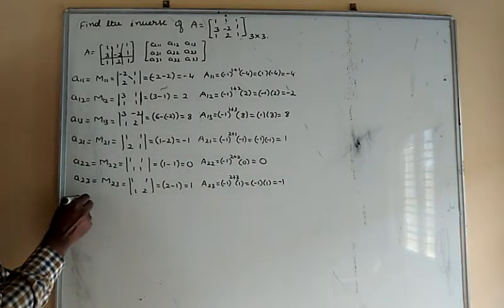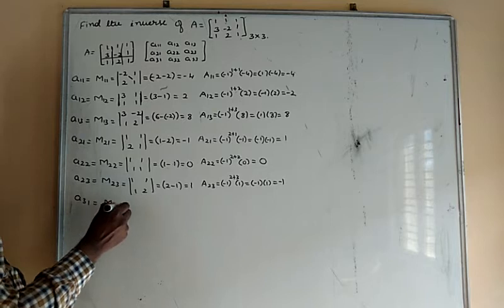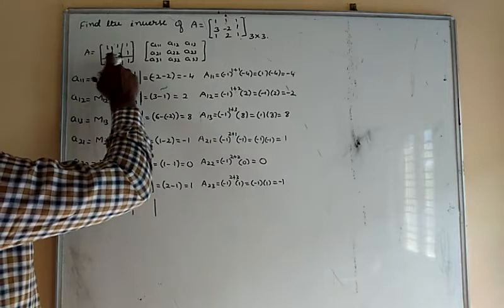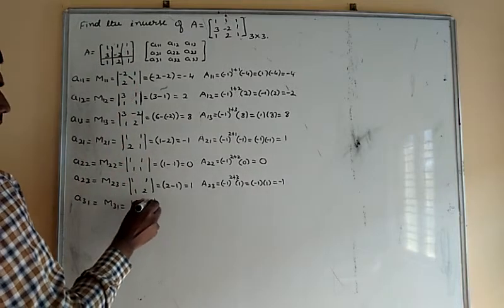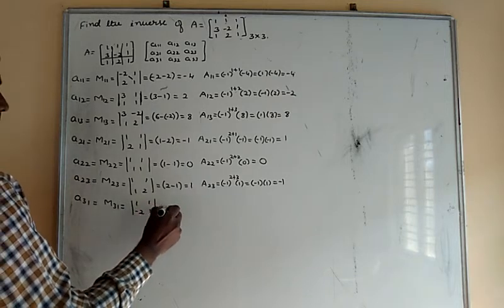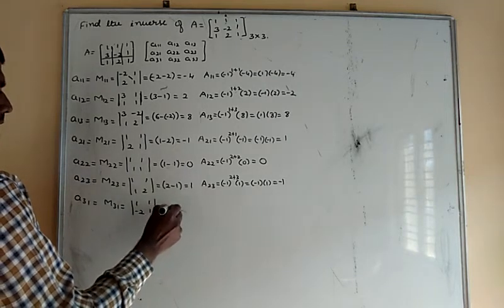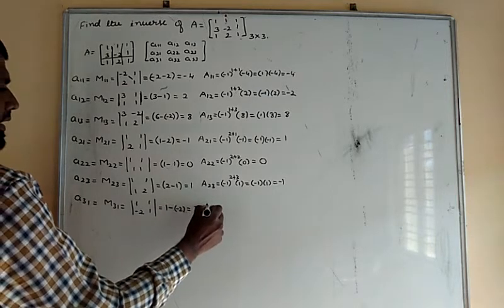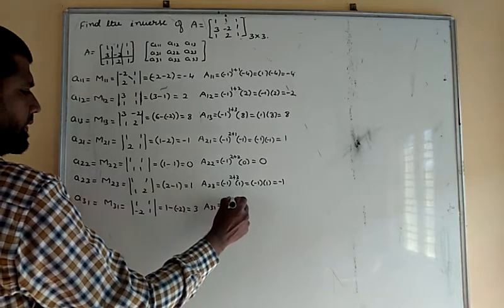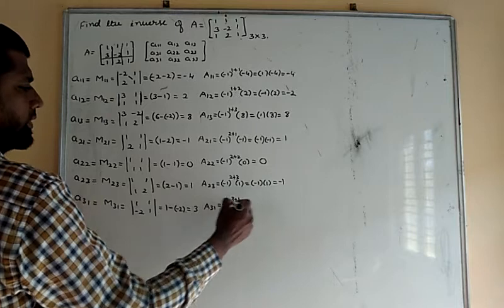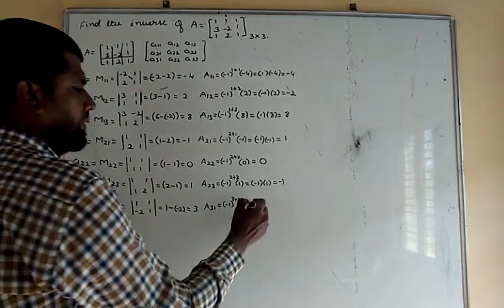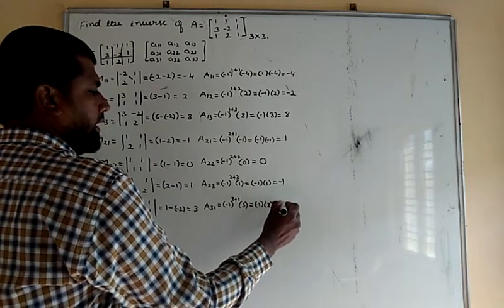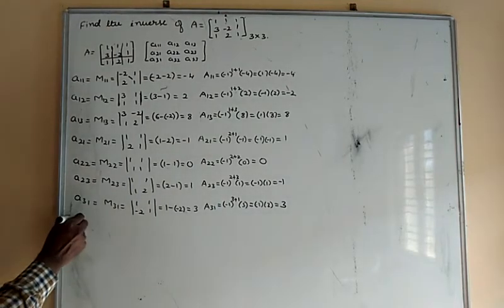Then next, A31. A31 means M31. M31 lies in the first column and the third row. Third row means 1 1 -2 1. So 1 minus of -2, that is equal to minus into minus plus, 1 plus 2 is 3. Then A31 is equal to (-1)^(3+1) into 3. Here the power is an even number. If you multiply four times, you are getting -1 as plus 1. Plus 1 into 3 is 3 only.